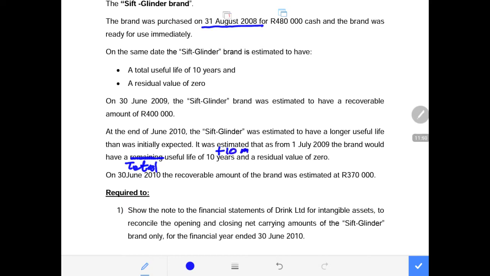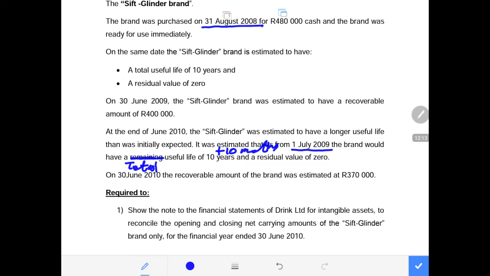10 years plus 10 months. So now it will be 10 years plus 10 months. That means the total useful life now of this intangible asset on the 1st of July is 10 years plus 10 months. Therefore now, if it's 10 years plus 10 months total estimated new useful life, we need to say how many years are already gone.